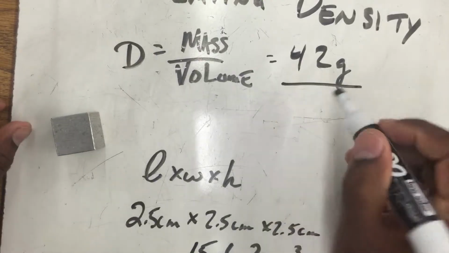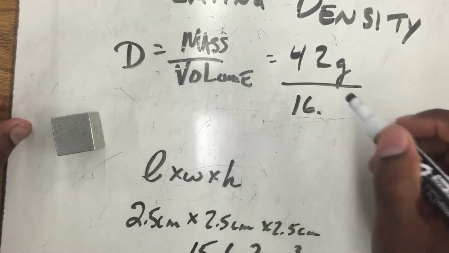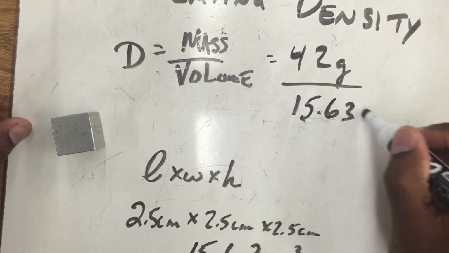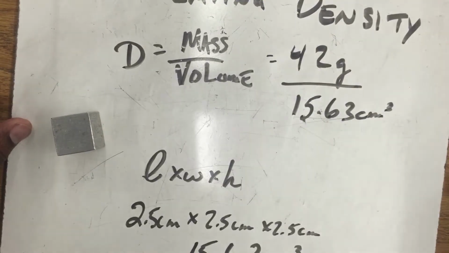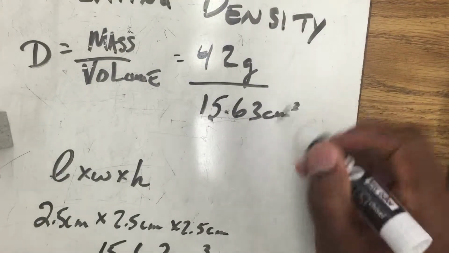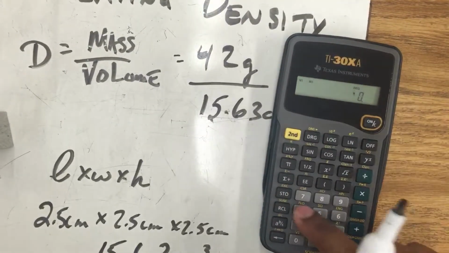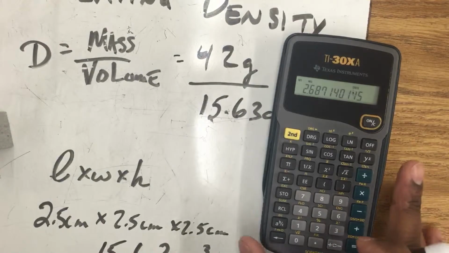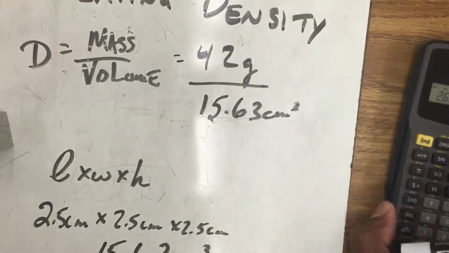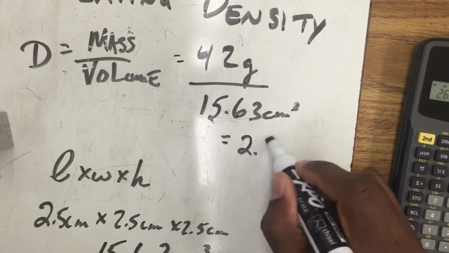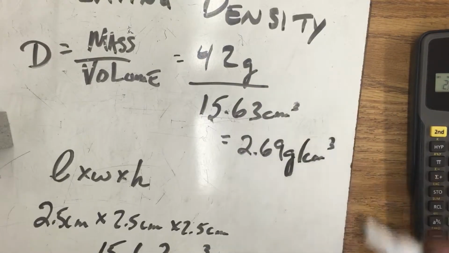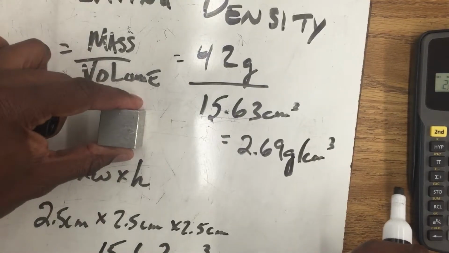So I can come back up here and put 15.63 centimeters cubed. And then I can simply do the math. You can put it in your calculator. 42 divided by 15.63 equals 2.69. So 2.69 grams per centimeter cubed would be my density of this cube right here.